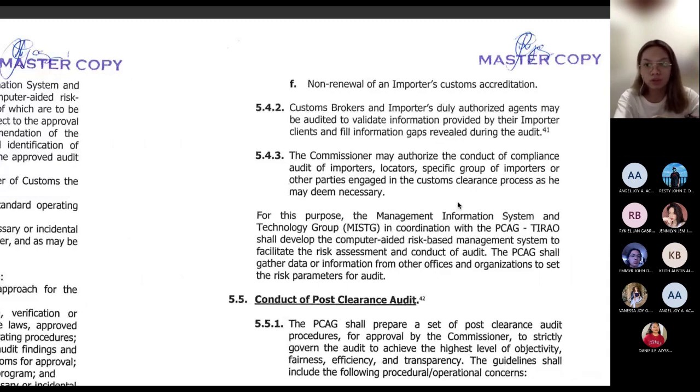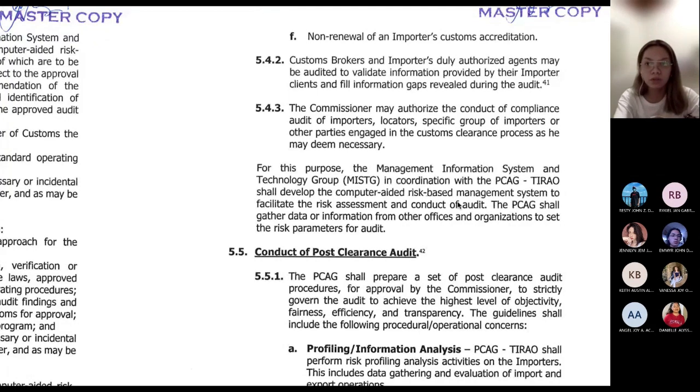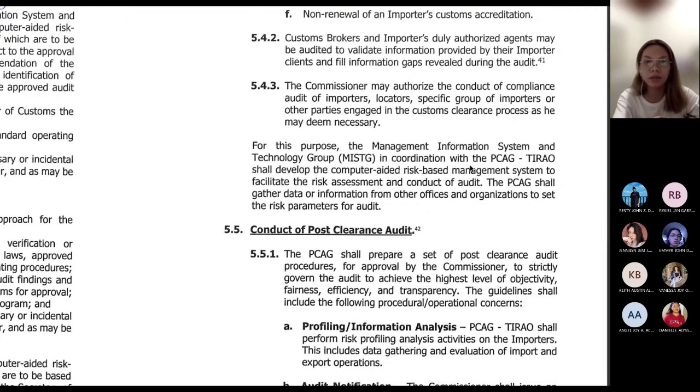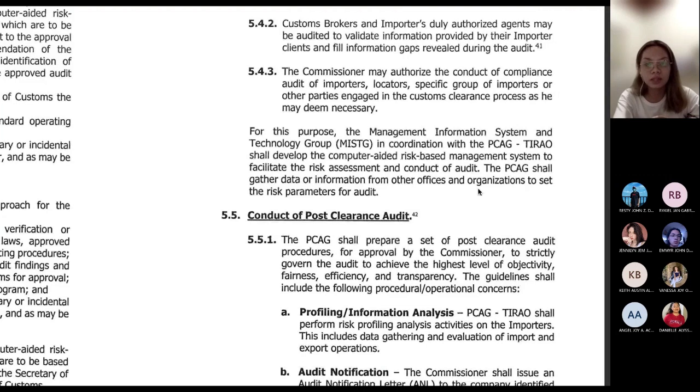5.4.2 Customs broker and importer's duly authorized agent may be audited to validate information provided by their importer clients and fill information gaps revealed during the audit. 5.4.3 The Commissioner may authorize the conduct of compliance audit of importers, locators, specific group of importers or other parties engaged in the customs clearance process as he may deem necessary. For this purpose, the Management Information System and Technology Group or MISTG in coordination with the PCAG-TRAO shall develop the computer-aided risk-based management system to facilitate the risk assessment and conduct of audit. The PCAG shall gather data or information from other offices and organizations to set the risk parameters for audit.